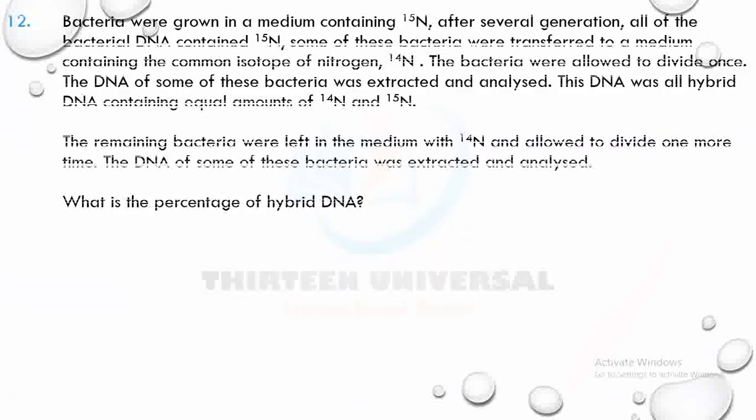What do you think? Let's roll it quickly. Bacteria were grown in a medium containing the heavy isotope. After several generations, all of the bacterial DNA contains N15. Some of these bacteria were transferred to a medium containing the common isotope of nitrogen, N14, and allowed to divide once. The DNA of some of these bacteria was extracted and analyzed. This DNA was all hybrid, containing equal amounts of N14 and N15. The remaining bacteria were left in the N14 medium and allowed to divide one more time. The DNA was extracted and analyzed. What is the percentage of the hybrid DNA?